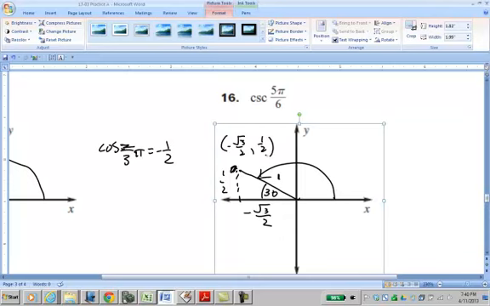Now the cosecant equals 1 over the sine, or hypotenuse over opposite. So the sine is 1/2. Cosecant equals 1 over 1/2, which is 2. So the cosecant is 2.